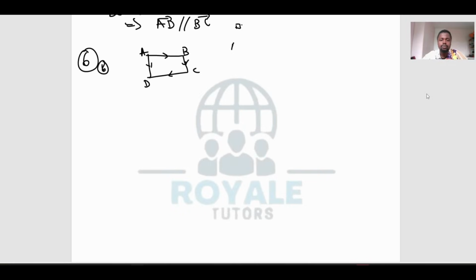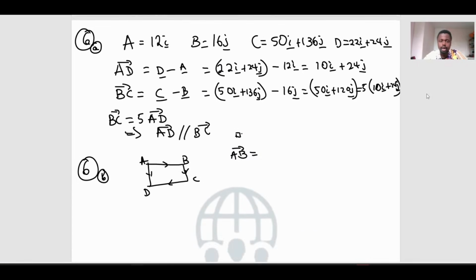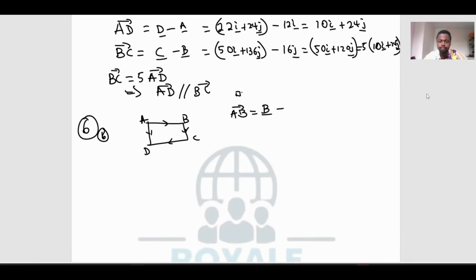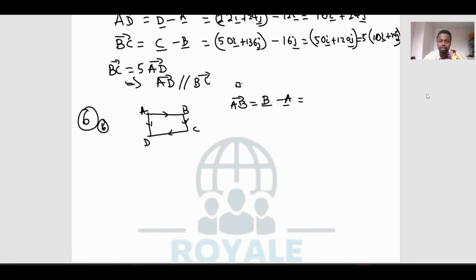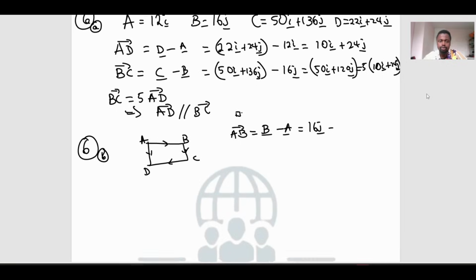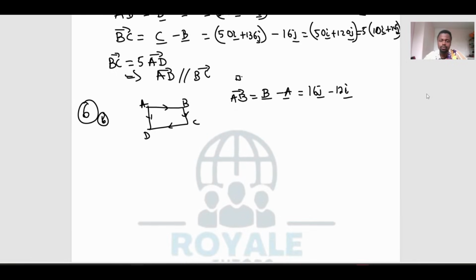All right, so that means I need to get what length AB is. So let's go back. Have I found AB? No, I haven't. So I'm going to do that, which is B minus A. And my B is 16j minus 12i. Not just AB, I'm going to find the magnitude. So that will be square root of 16 squared plus 12 squared because I'm finding the distance. I didn't write out the value here, so I'll just write the value.